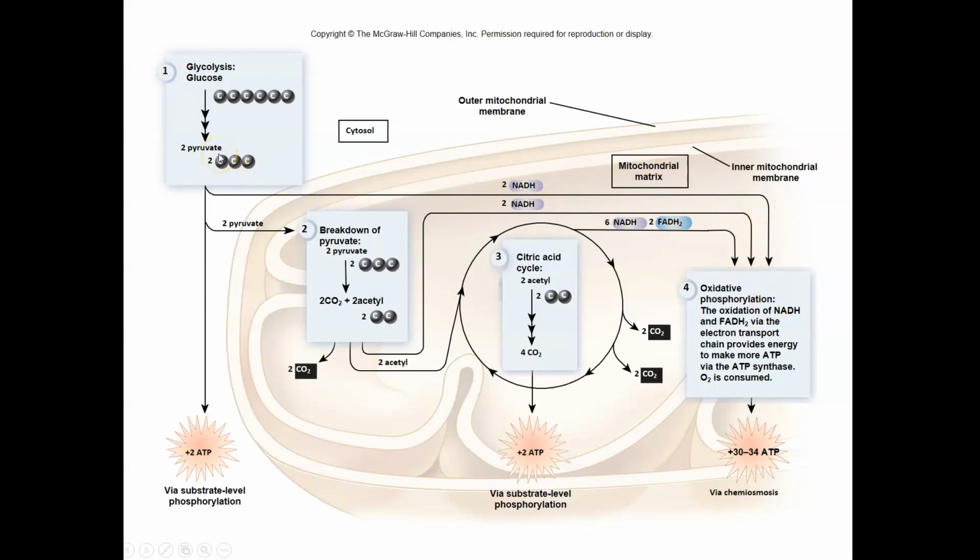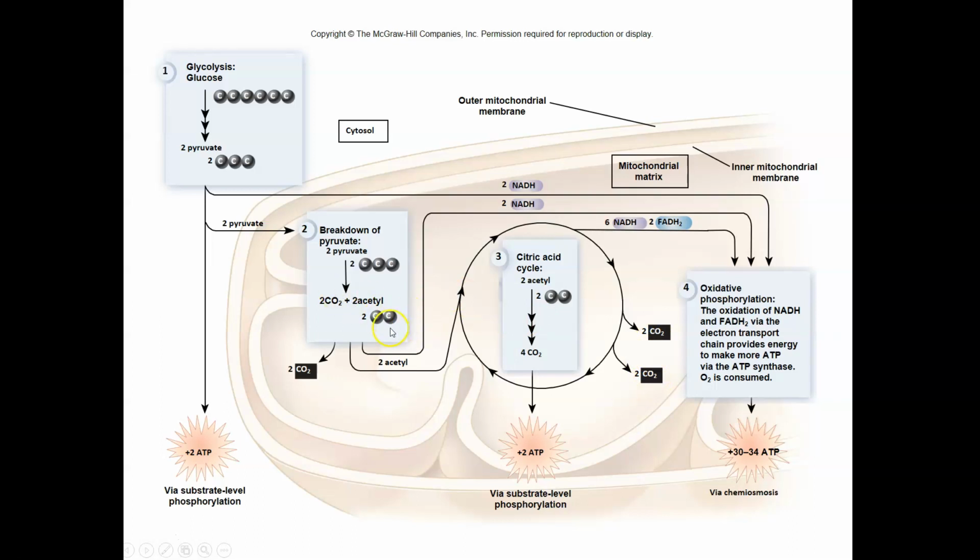Our pyruvate, our 3-carbon molecules, of which we had 2, were then transported into the inner mitochondrial matrix, where they were broken down and made into acetyl-CoA. We lost 1 of those carbons off of our 3-carbon molecule. The 2-carbon molecule, acetyl-CoA, then entered into the citric acid cycle, where we further broke down those 2-carbon molecules until ultimately all of our carbons at this point were lost and exhaled into the environment.